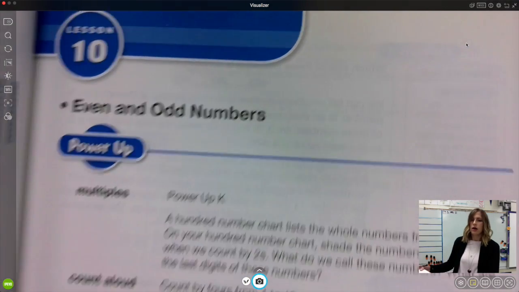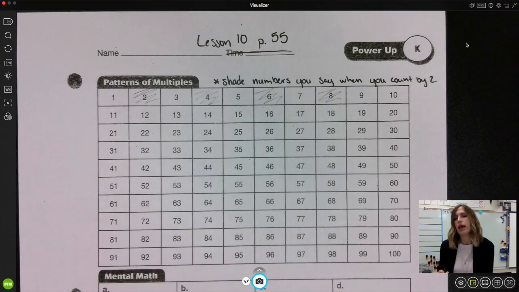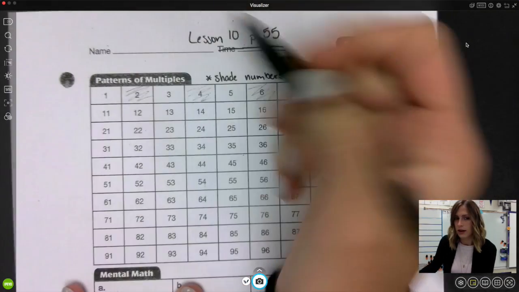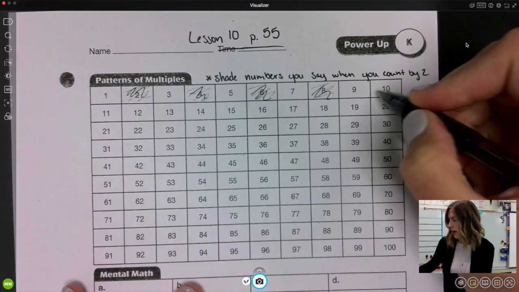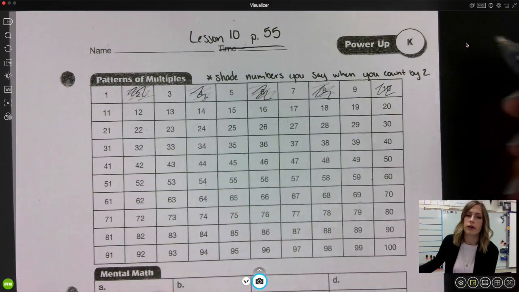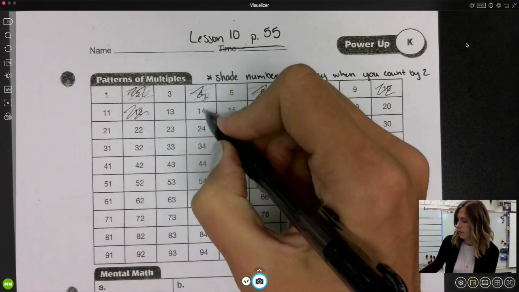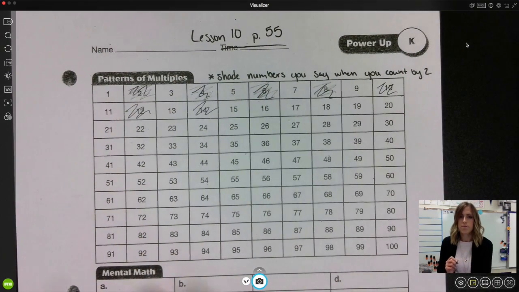All right? Now what you need to do is shade all the numbers that you say when we count by twos. So I already started them for you, but 2, 4, 6, 8, 10, keep going. 12, 14, all right? Keep that pattern going. When you're done, do your mental math and counting and your problem of the day. Once you've done it all by yourself first, go ahead, press play on this video, and we'll keep correcting it.